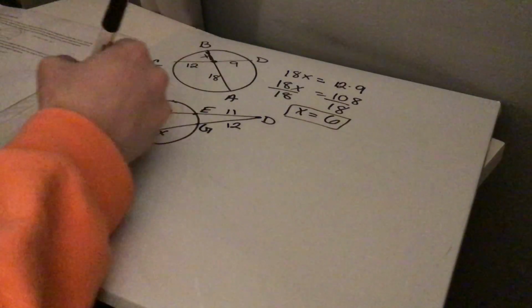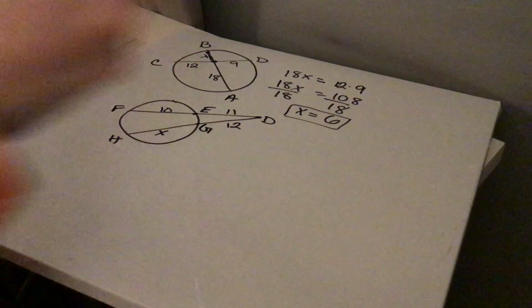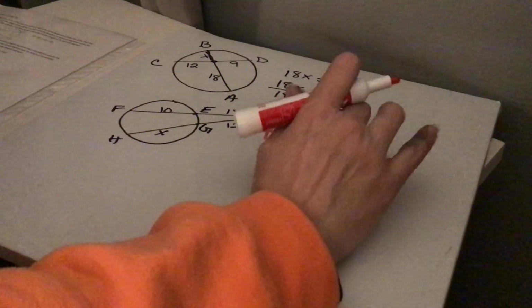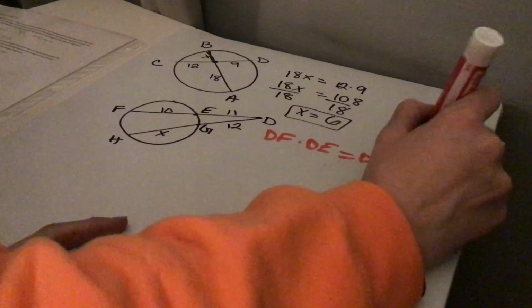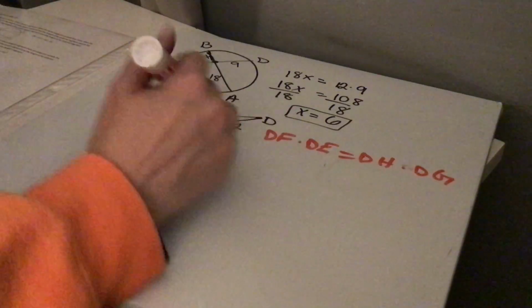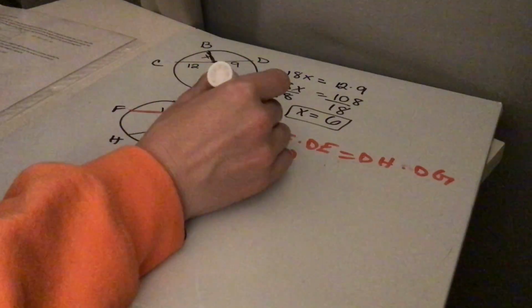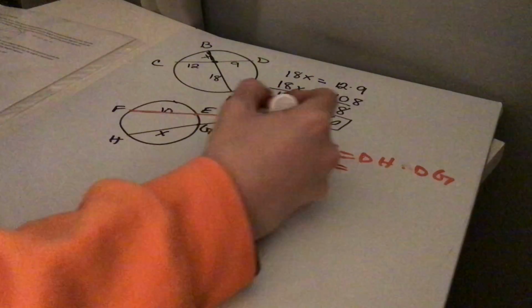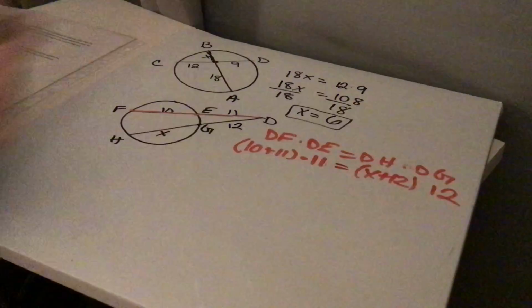So what it tells us is that the entire secant, so this whole secant is DF, times the external, which is DE, equals the whole secant, so DH, times the external, which is DG. Okay, so the length of DF is 10 plus 11. You need this entire length times the external, which is 11. The whole length here is X plus 12 times the external is 12.